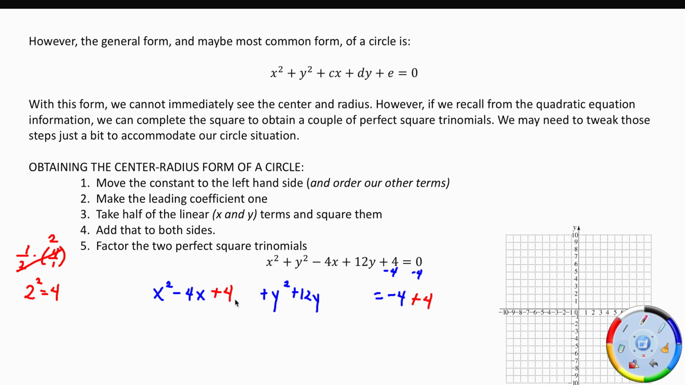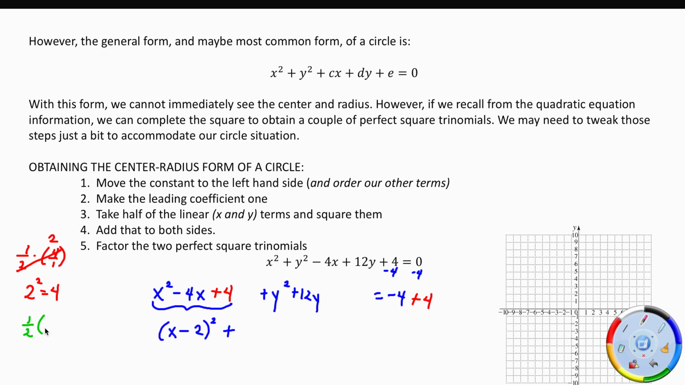Now that makes this a perfect square trinomial that I know how it factors. Recall that it's going to use this sign and that first value I had, all squared. Now I've got a plus sign there. I'm just going to repeat the steps to complete the square for my y values.